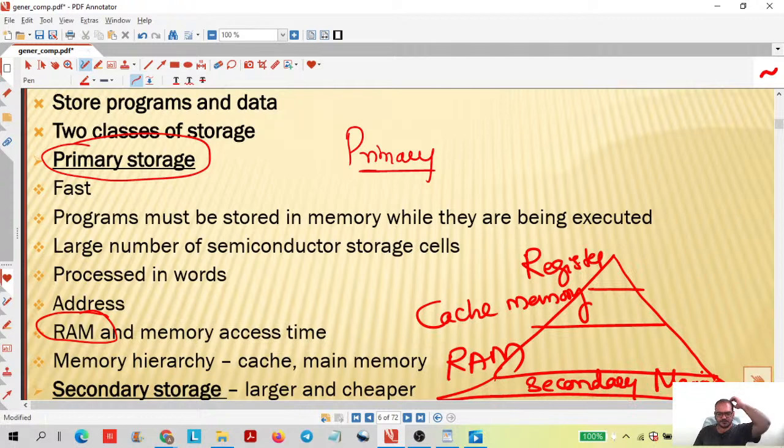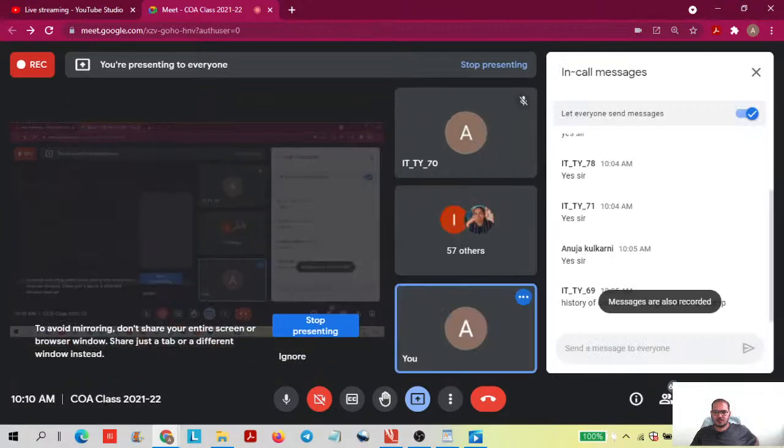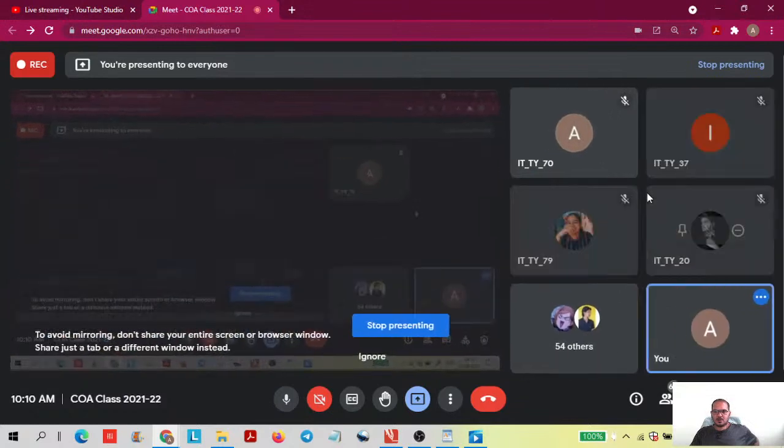What is cache memory? I think most people are familiar. Roll number 79, cache memory. What is cache memory? Please unmute, roll number 79.